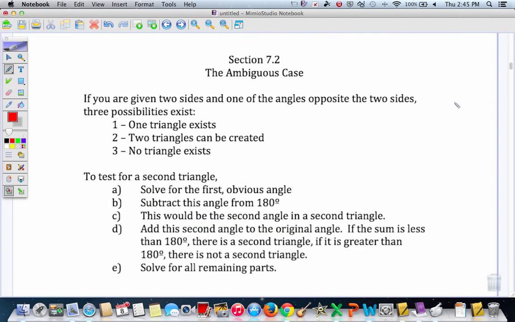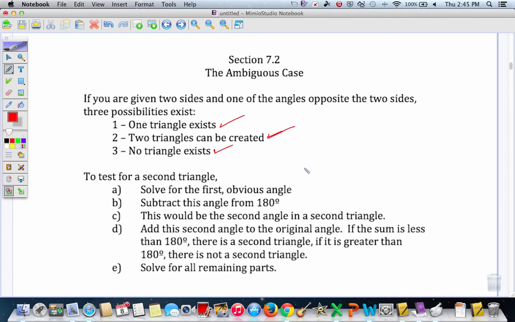From here, we have something called the ambiguous case. The ambiguous case exists if we're given two sides of a triangle and one of the angles that is opposite one of those two sides. What we're essentially going to investigate is whether or not we have two triangles, but there are three scenarios that exist. We can have exactly one triangle, we can have two triangles, or the information can be such that we don't have a triangle at all.